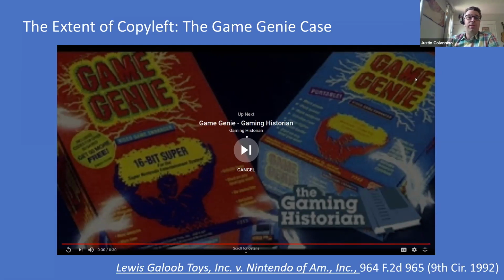But by the way, this case, 1992, came out the year after the GPL version 2 was published, and so was a way that a lot of lawyers, to the extent lawyers were analyzing the GPL back then, were thinking about the GPL right when it came out.